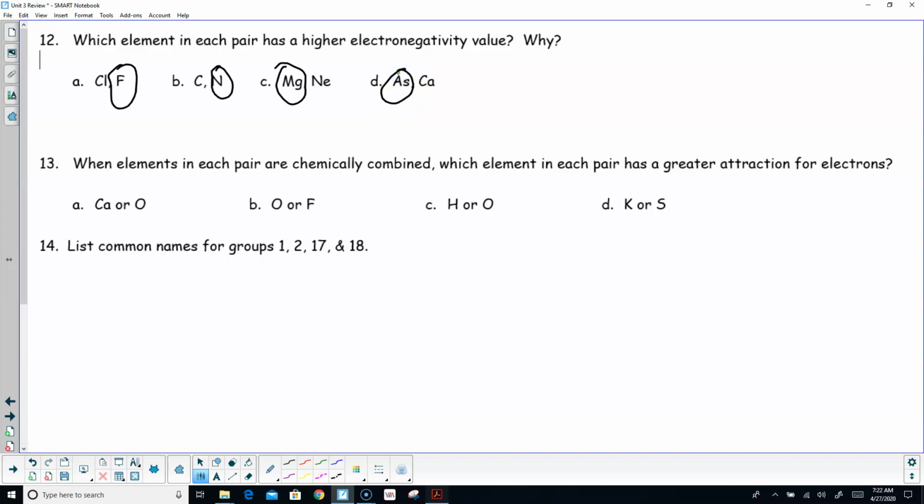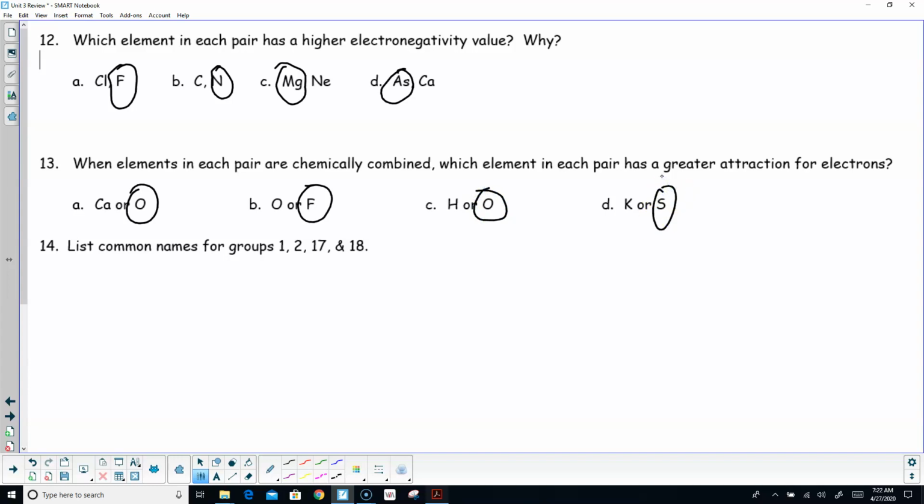Which one has a greater attraction? That's the same thing as electronegativity. So oxygen. Once again, closer to fluorine. Fluorine is the most electronegative, so oxygen is right next door, so it's got to be that one, and then sulfur.